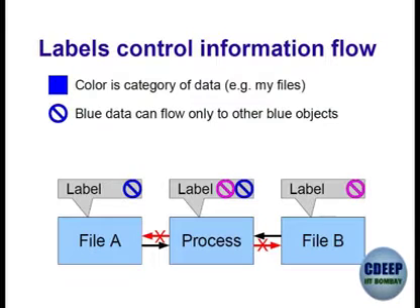Now the process interacts with file A and file B. Technically the process has more information than both file A and file B because it is interacting with both blue and pink. So what does that mean? Information from file A can easily flow to the process, and similarly the pink information can flow to the process. However, this process cannot send any information to file B and file A because now it is at a higher level, since it has both informations. So based upon the labels, you will say who is capable of reading and who is capable of writing. You should be able to do that kind of a framework.